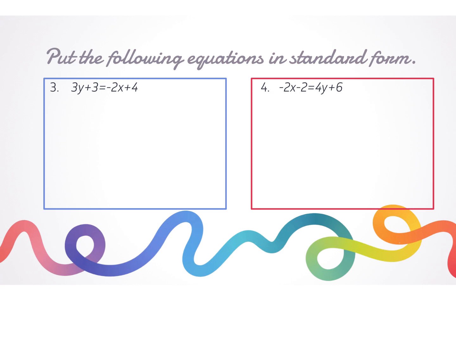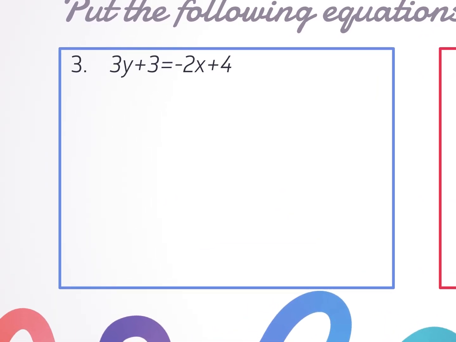Okay, so let's look at this next one. We have 3y plus 3 equals 2x plus 4. I'm going to scroll in there a little bit. Okay, so what I want to do is I want to have my x and y on the same side of the equal sign. So when I'm looking at this one, here's my equal sign.